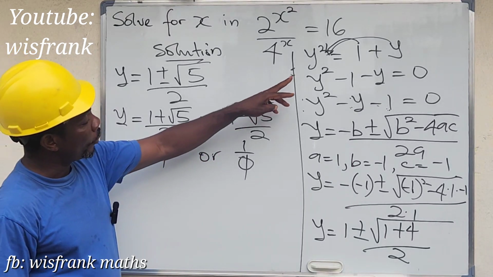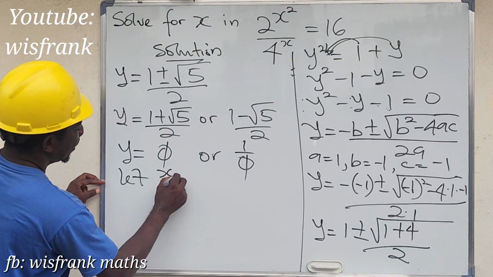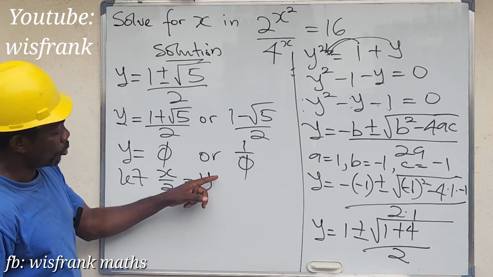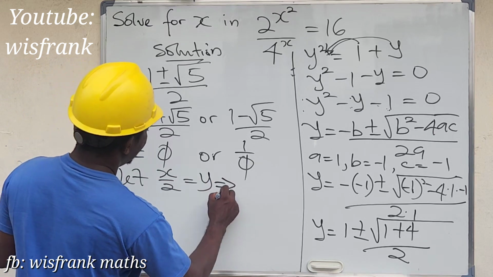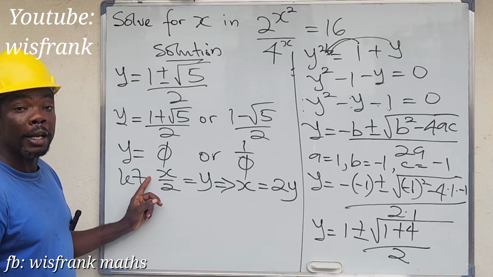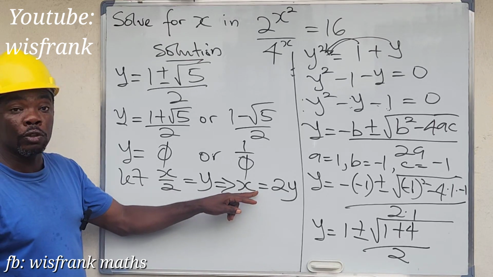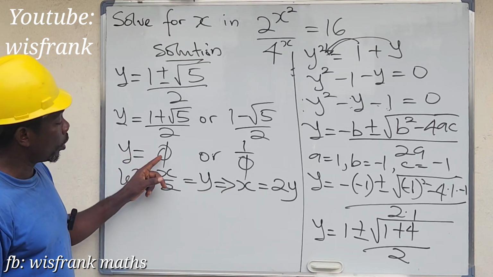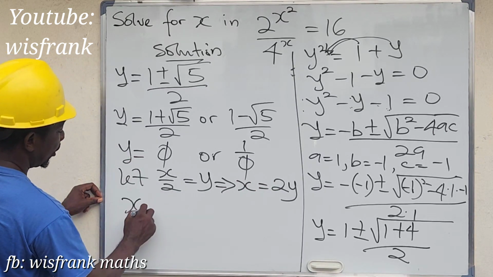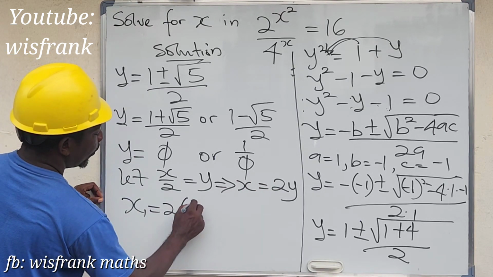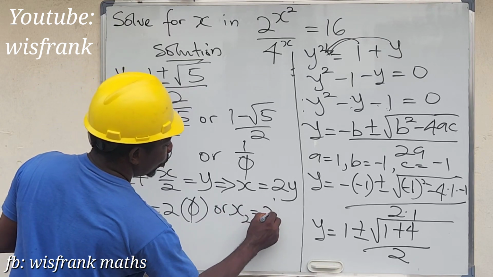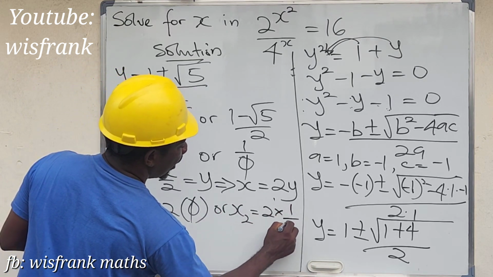So we recall that we said let x all over 2 equal y. In this case, we can cross multiply. When we cross multiply, we have x equals 2y, so we can find the value of x. We substitute the values of y for x. Therefore, we have the first x, x1, as 2 times the first y, or we have x2 as 2 times the second y.